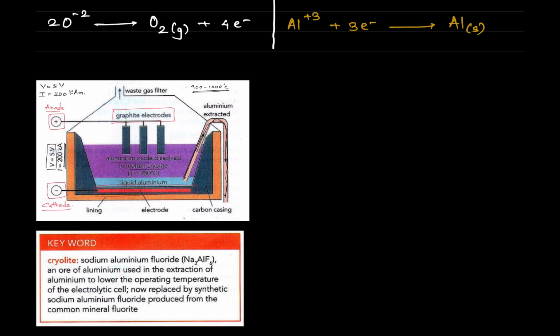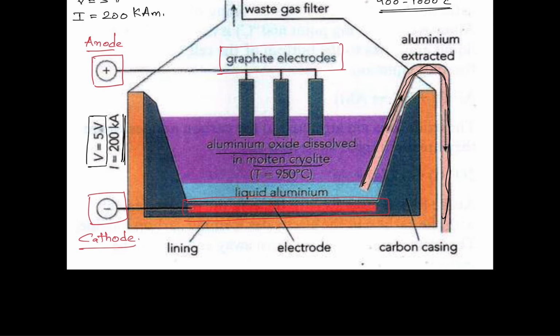Now, one important thing that happens, I'll just write it in the diagram itself so that it becomes clear for you to understand. Over here we know that at the anode oxygen gas is getting liberated. Am I right? That too at graphite electrodes. And you are doing this reaction at a very high temperature of around 950 degrees Celsius.